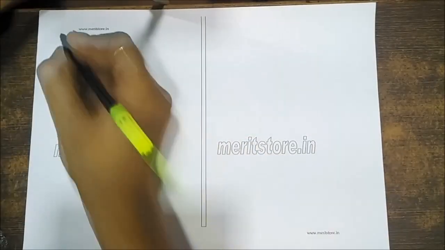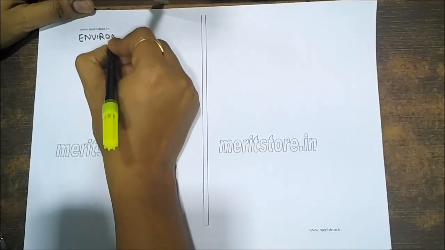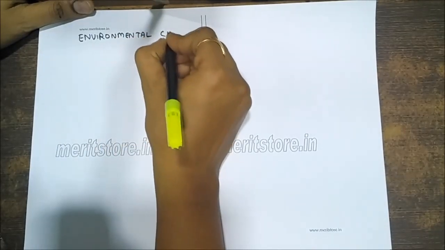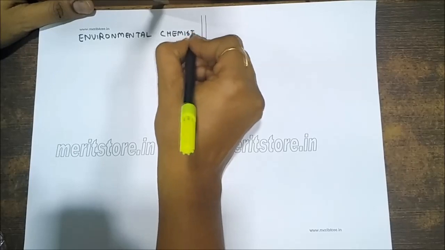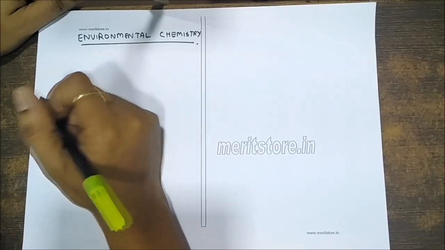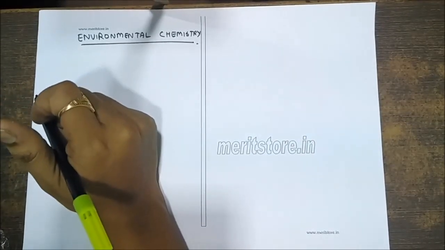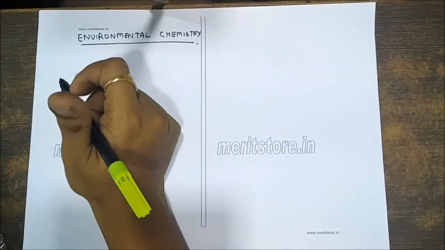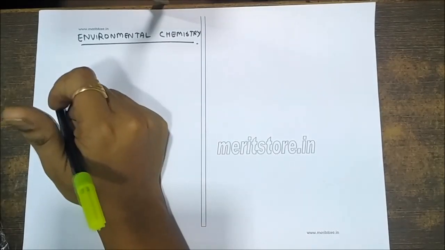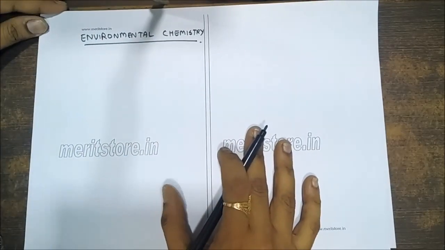So today we're going to do a very important chapter which is called environmental chemistry. See, what is environment? An environment is the sum total of all conditions that influences the development of all living organisms on earth. So everything that surrounds us which will affect and influence the development of life around us is called environment.